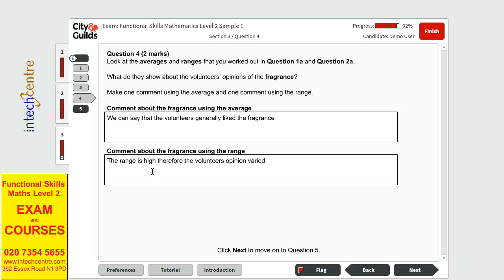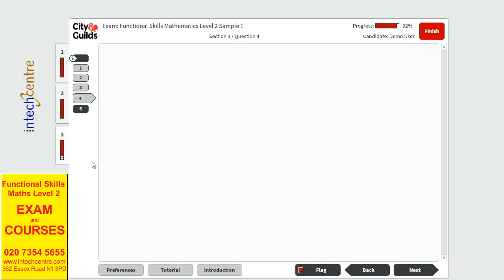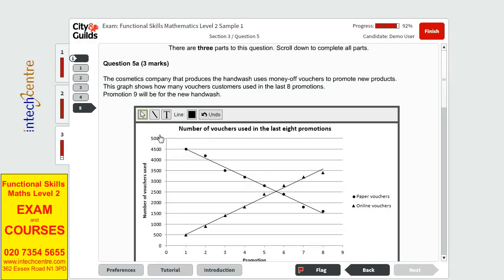Is varied actually. Perfect. And the last question of the sample paper, what do we have to do?